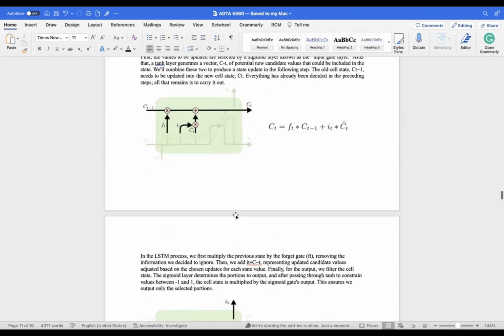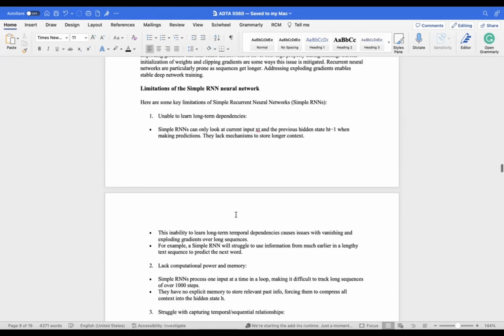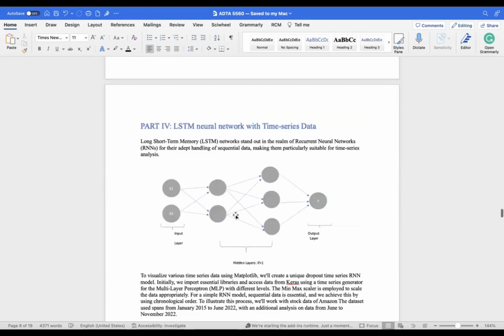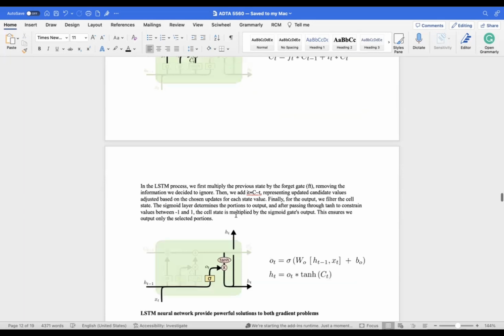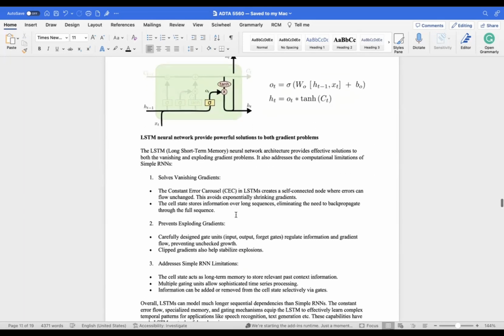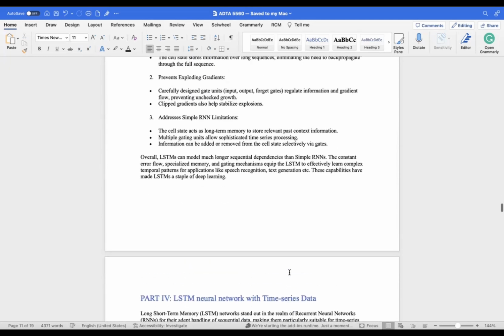So here in part 3, we get to know about all the problems and puzzles for the LSTM, and the limitations, advantages, and also the importance and the applications of the LSTM. Let's continue with the other part.